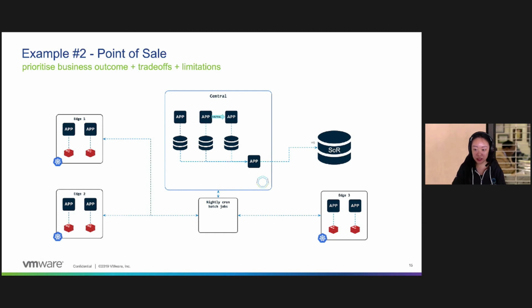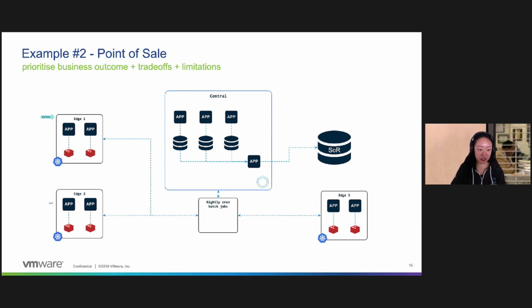So to tackle the legacy data platform problem or limitation, we have the system of record that's lying somewhere else. And we can deploy a microservice that pulls data from each of these databases and ETLs it into the system of record.